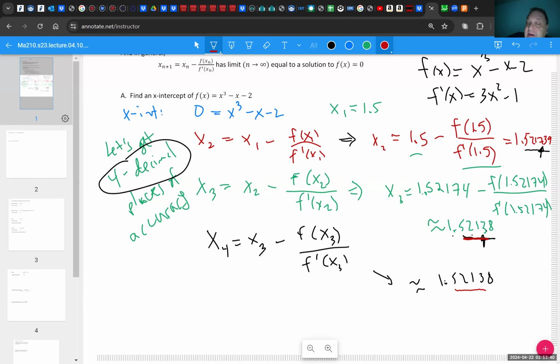We're going to round it. So since there's an 8 here, we're going to say that to 4 decimal places, we know that this is the, whoops, what did I do wrong here? 1.5214. There we go. So this is going to be our solution accurate to 4 decimal places. 1.5214 is our x-intercept for this function, and we found it using this Newton-Raphson method. So that's essentially what this section is about.